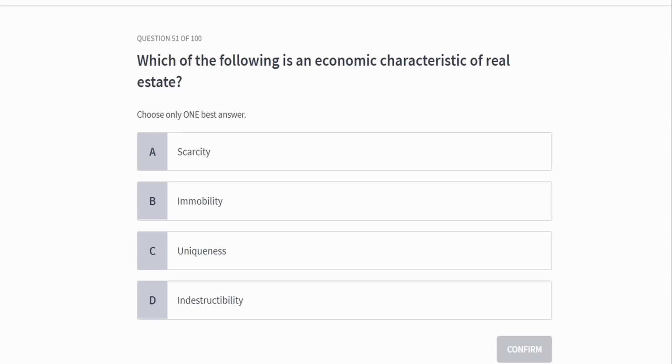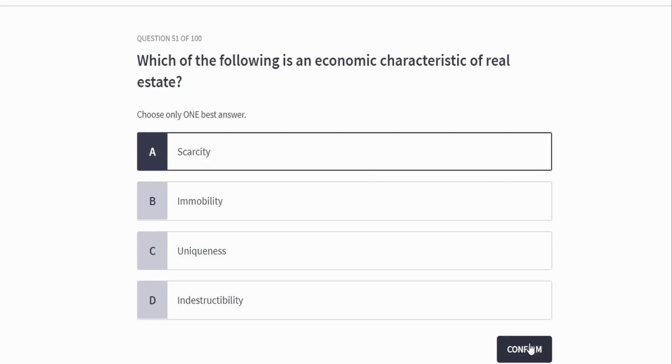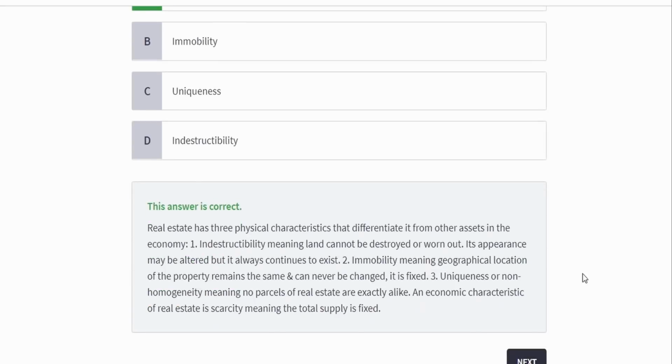Alrighty, so hopefully you guys came up with your answer on this one. What is our answer for question 51? Well, it's going to be A. That's right, it's scarcity. Real estate has 3 physical characteristics that differentiate it from other assets in the economy. 1 is indestructibility, 2 is immobility, and 3 is uniqueness or non-homogeneity.